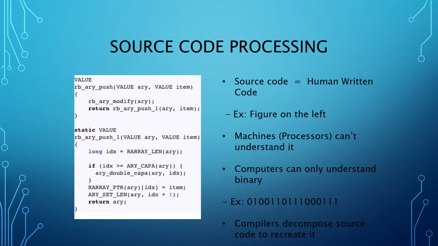So how does it do it? Well, when a programmer submits a program to be compiled, they submit their source code, their human-written code. This has to be changed into binary, the language that computers can understand. When a program is submitted to the compiler, the source code is then decomposed and restructured into binary.